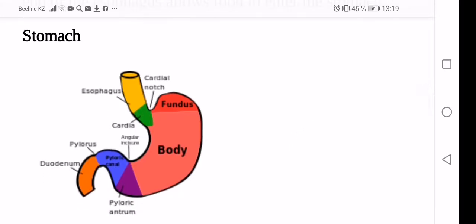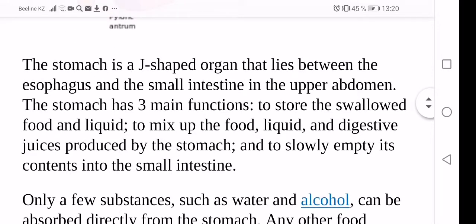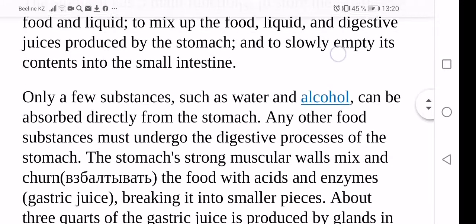On this picture you see the structure of the stomach, which consists of the fundus, body, and pyloric part. The stomach is a J-shaped organ that lies between the esophagus and the small intestine in the upper abdomen. The stomach has three main functions: to store the swallowed food and liquid, to mix up the food, liquid, and digestive juices produced by the stomach, and to slowly empty its contents into the small intestine.